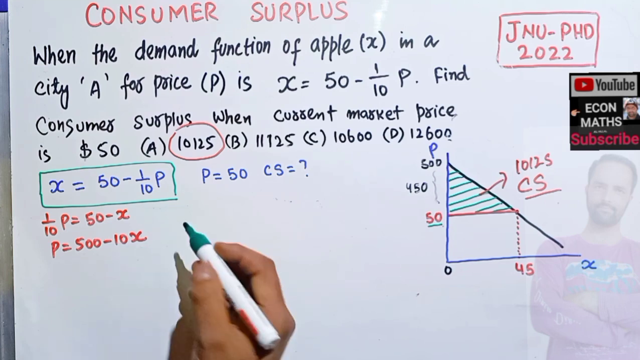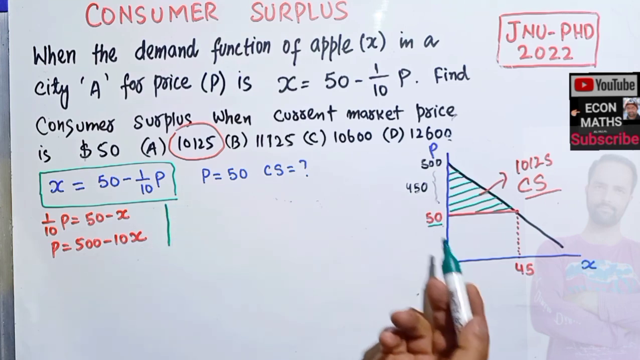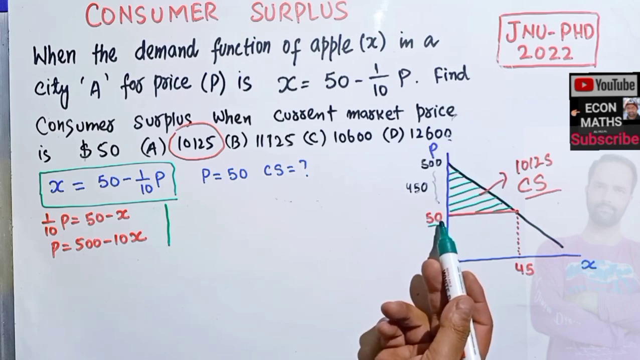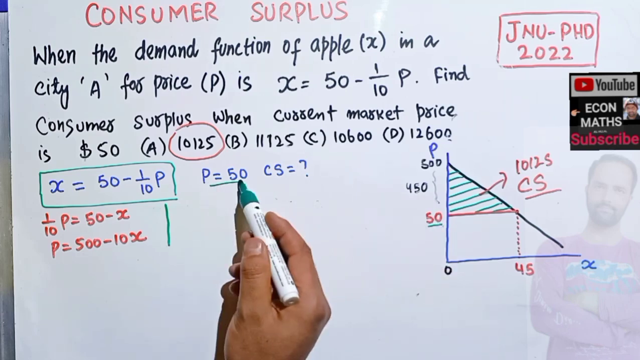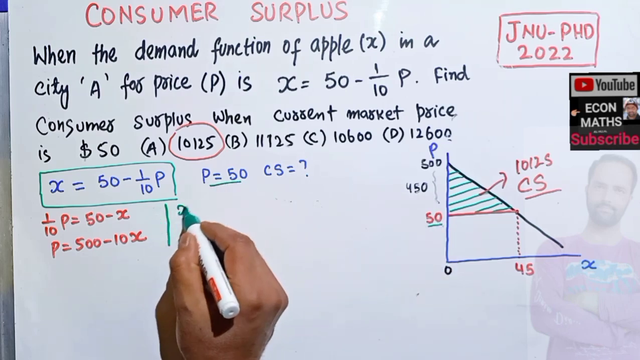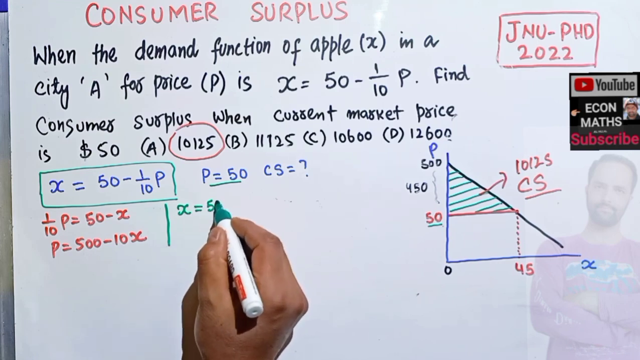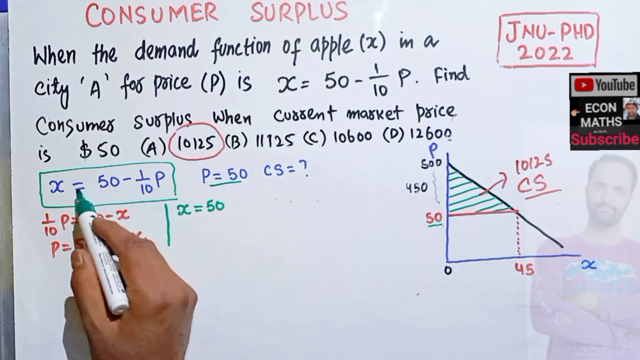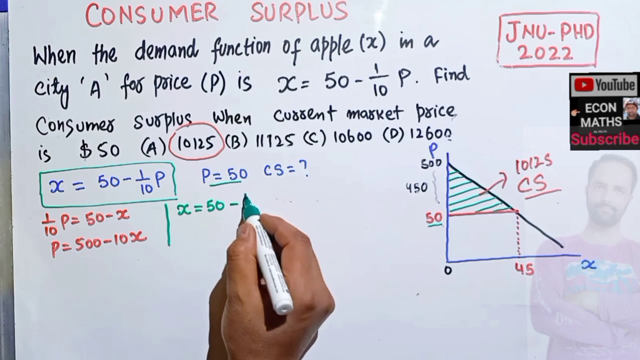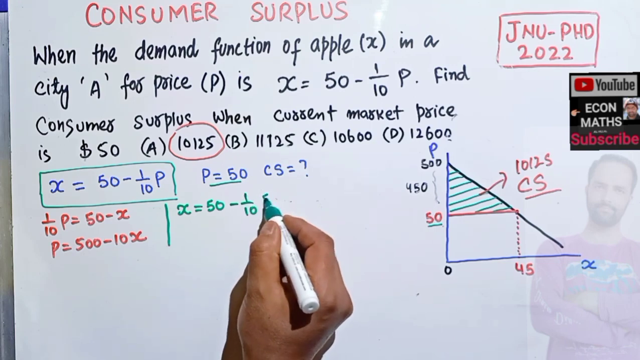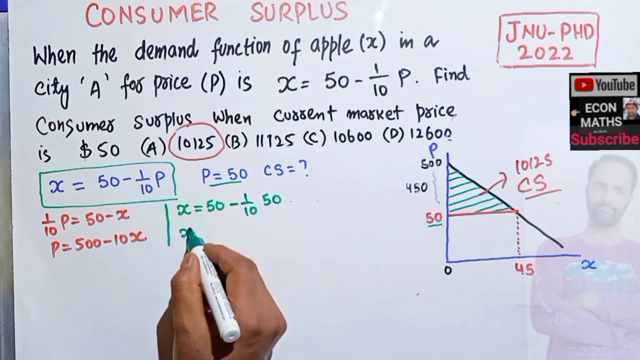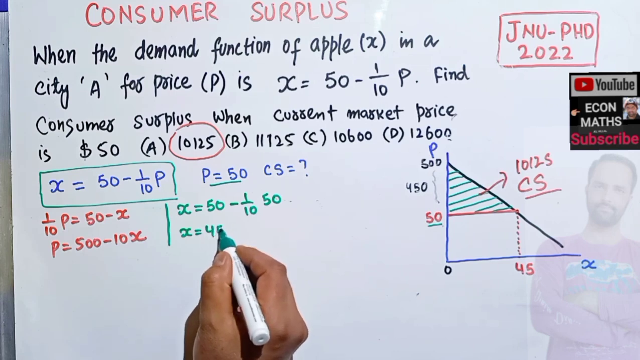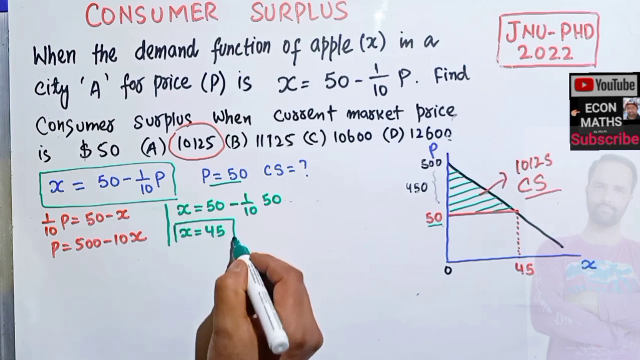Also we need to find out the quantity transacted at the market price of 50. Since p is equal to 50, we can find x by plugging p is equal to 50 into this demand function. So we have minus 1 upon 10 into 50. It will come out to be 45, as we have seen earlier.